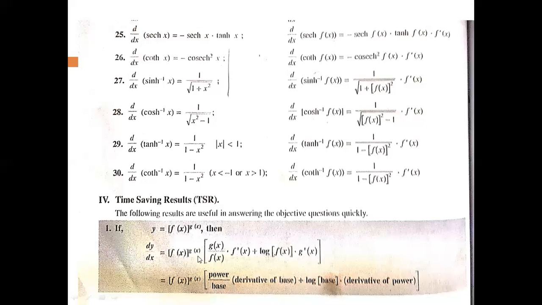Dy by dx is equal to f of x to the power g of x into power, that is g of x, divided by base into derivative of the base, plus logarithm of the base into derivative of the power. That is given below. F of x to the power g of x into g of x divided by the base f of x, into derivative of the base, that is f dash x, plus logarithm of base, that is log of f of x, into derivative of the power, that is g dash x.